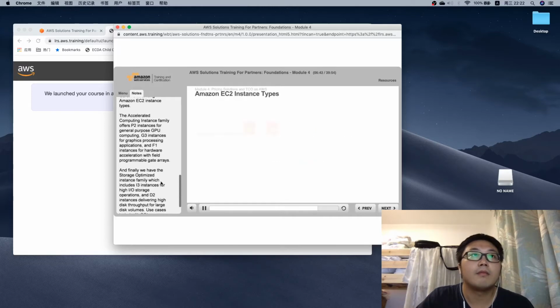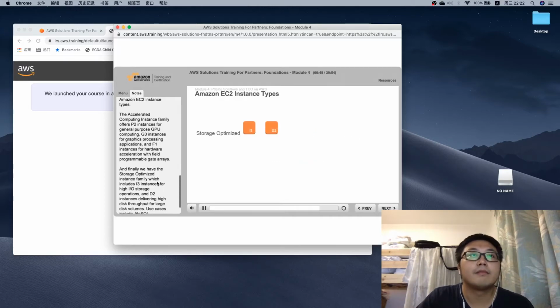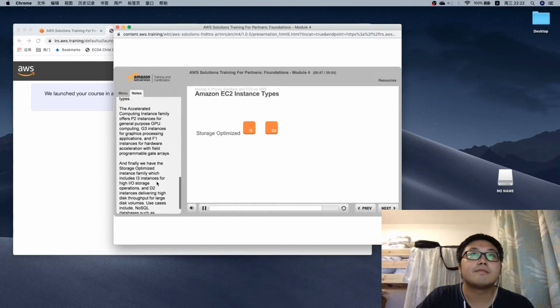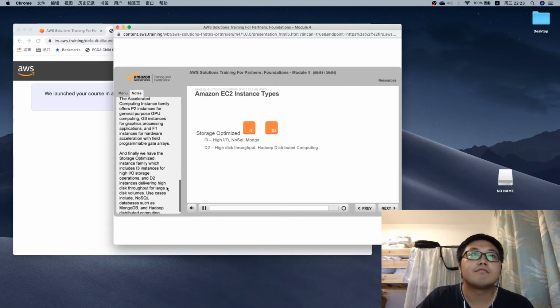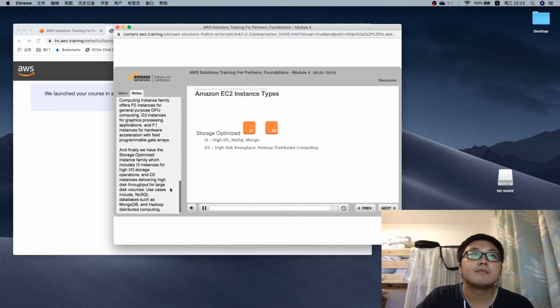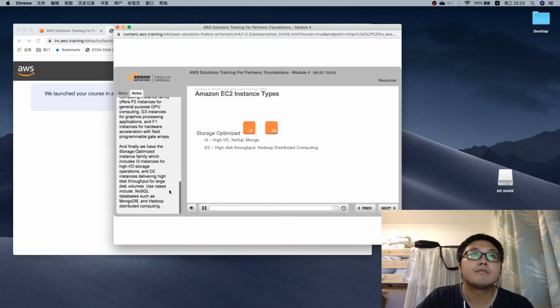And finally, we have the storage-optimized instance family, which includes i3 instances for high I/O storage operations and D2 instances delivering high disk throughput for large disk volumes. Use cases include NoSQL databases such as MongoDB and Hadoop distributed computing.